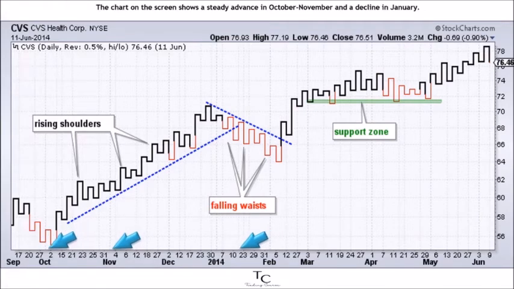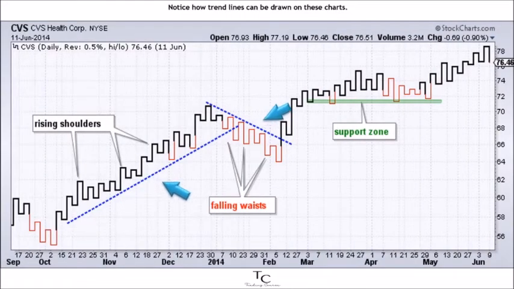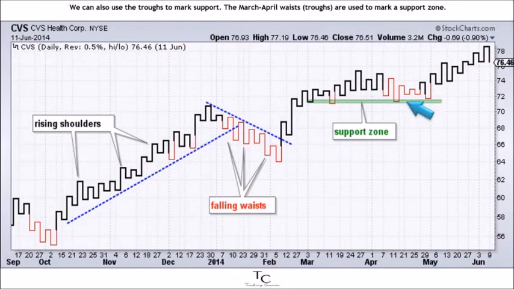The chart on the screen shows a steady advance in October to November and a decline in January. Notice how trend lines can be drawn on these charts. We can also use the troughs to mark support. The March to April waists, troughs, are used to mark a support zone.